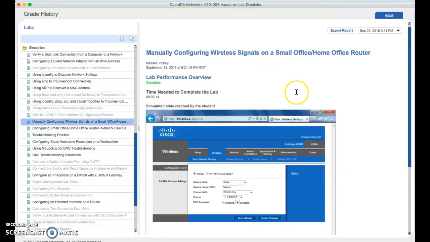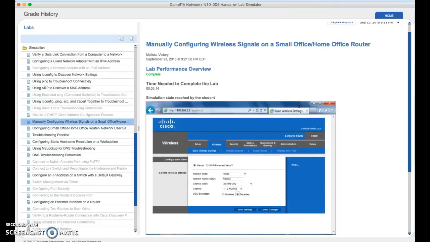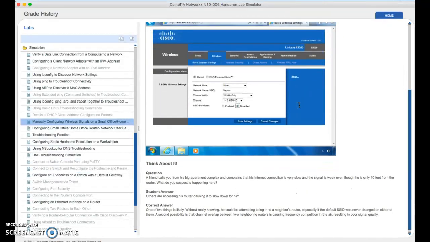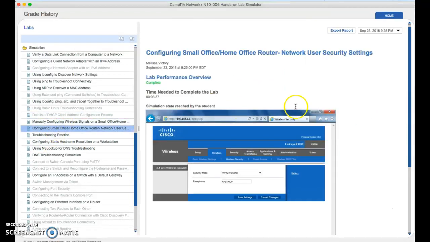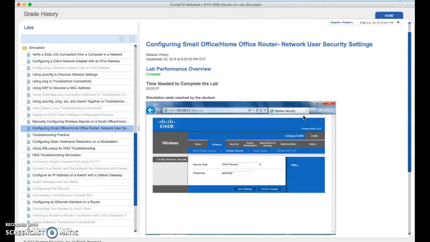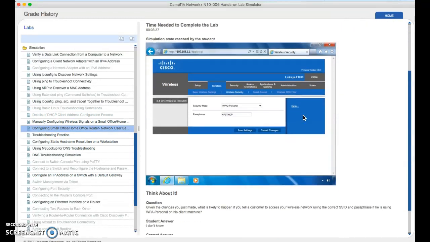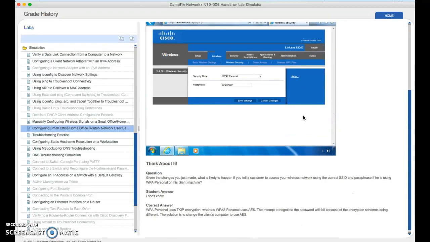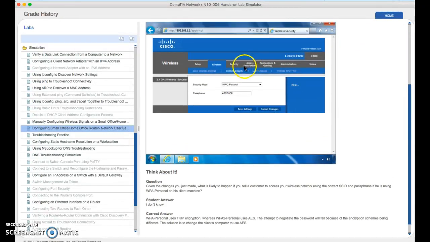Then I did manually configuring wireless signals on a small home office computer. This one was definitely easier for me, again, because it was something I was familiar with, a wireless router, and I understand that situation. I've set one up in my home, and I understand how that all works together. Then I did configuring a small home office router, doing the network user security settings. Again, I was able to follow the steps for doing the lab, but I did struggle again with the answers.